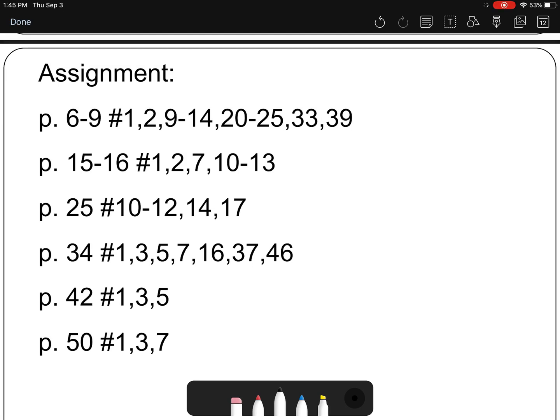Then we get the assignment, and please work on those. You're going to have a couple days to work on those and get those completed before we start our real stuff when it comes to Chapter 2. Also, please be practicing the AccuPlacer if you plan on taking this for college credit.